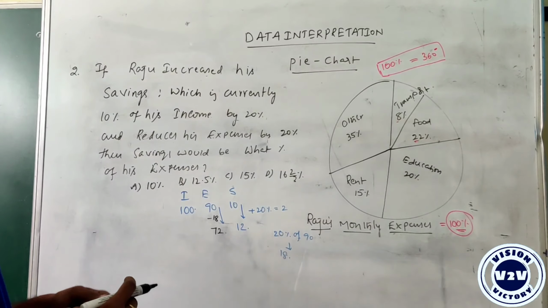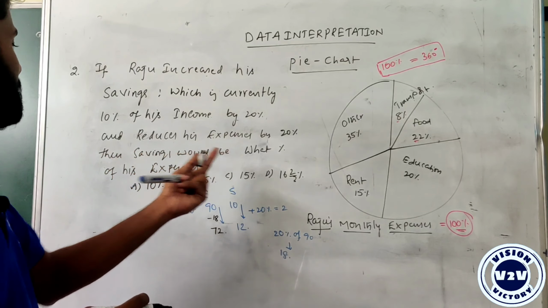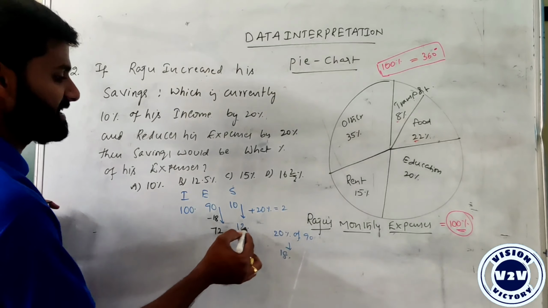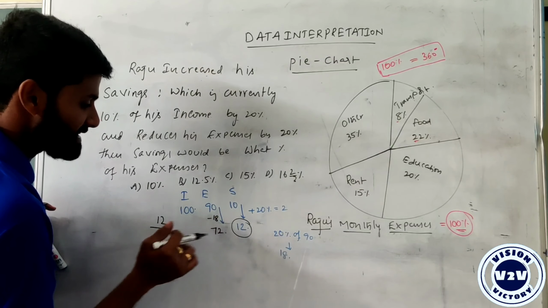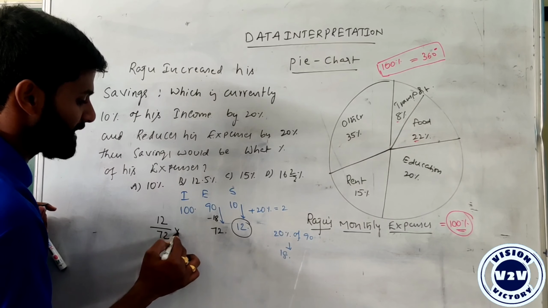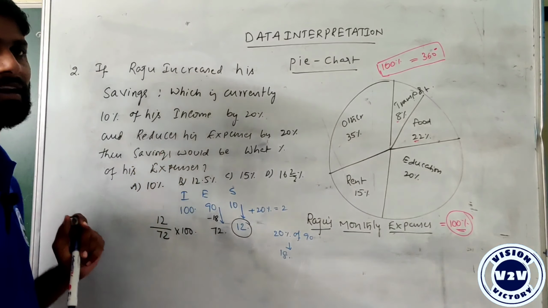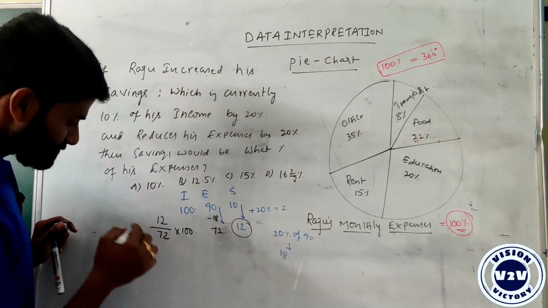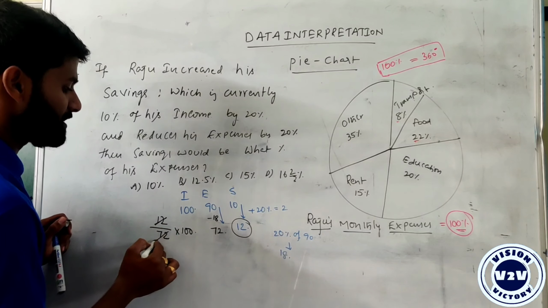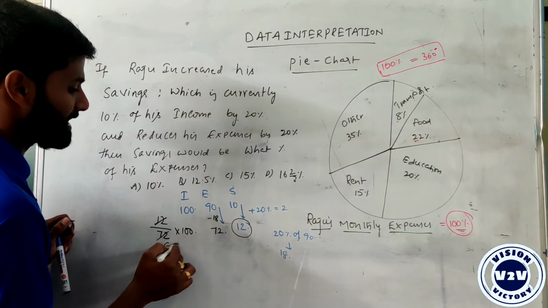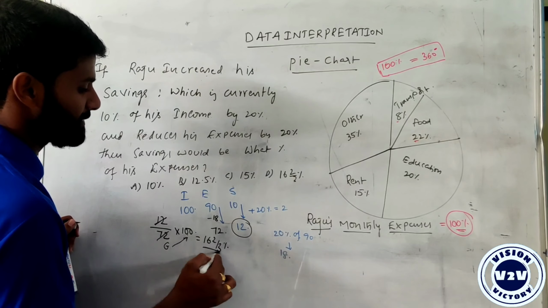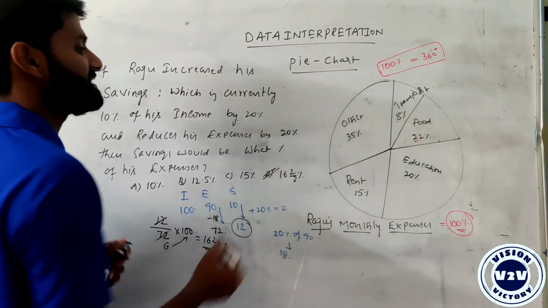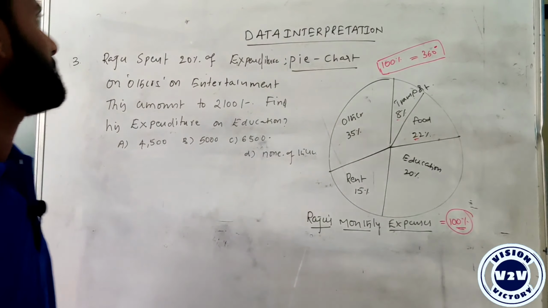Clear? Here my question: then savings would be what percentage of his expenditure? See, savings is equal to 12. Savings would be what percentage of his expenditure? That means 12 by 72 into 100. 12 1s are 12, 12 6s are 72. 6 becomes 100. We know the value becomes 16 2 by 3%. So the answer is equal to 16 2 by 3%. Okay, see the next one.